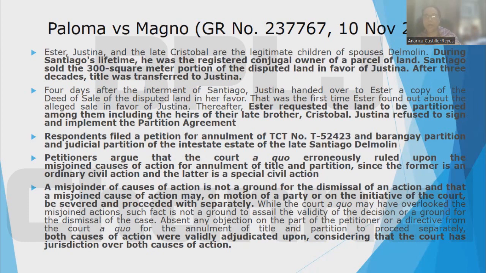The RTC has jurisdiction over both actions. There was no objection on the part of the other party. There was also no motu proprio action from the court to dismiss the partition and order it to proceed separately from the annulment of title case. So the Supreme Court said there was a valid judgment that was rendered, even though there is a misjoinder there. Why? Because misjoinder of causes of action is not a ground for dismissal of the case unless the court trying the case has no jurisdiction over either of the causes of action.